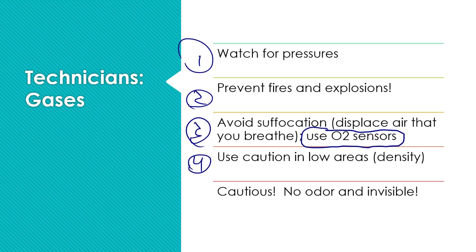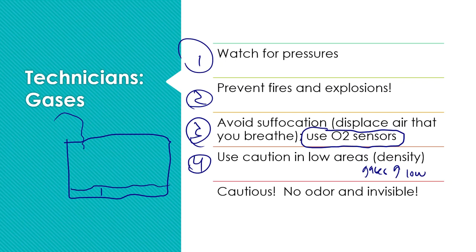Number four, use caution, especially in low areas. So if you do get leaks, sometimes the gases have very low densities. What that means is that if I put this into a big pot and I pour some gas in, really high densities will settle to the bottom. So high densities are going to go here. That means they just weigh a little bit more, even though density is not really weight based. That's not really the proper definition, but that's kind of how I want you to think about them. They're a little bit heavier, and because they're heavier, they settle to the ground.